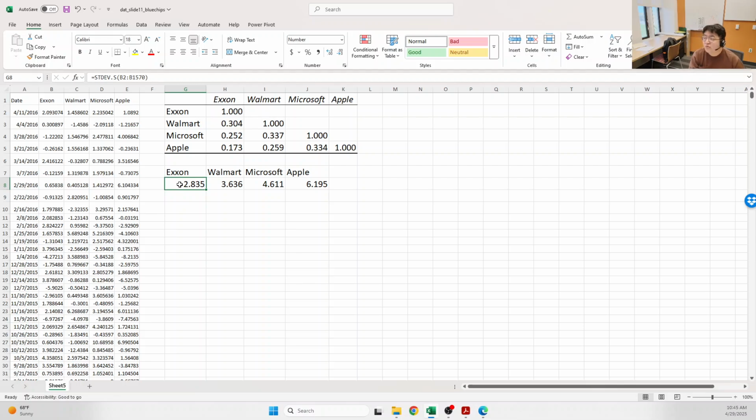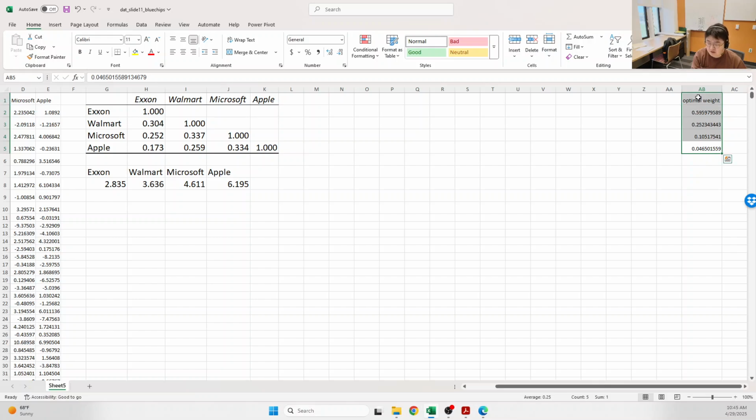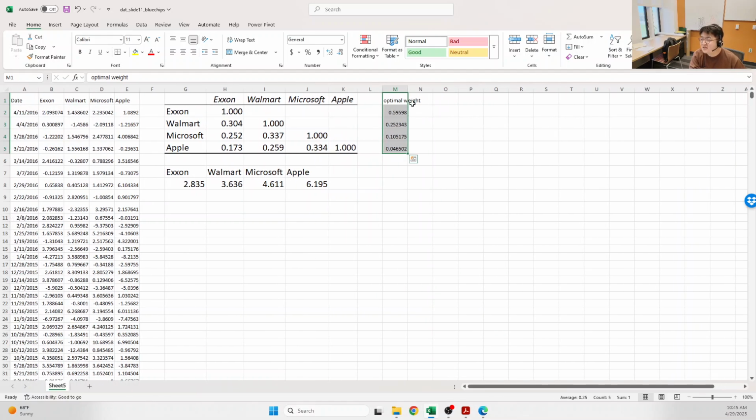right? So now I will show you the optimal weight portfolio. I calculated the optimal weights based on the theory from financial economics. These are the optimal weights on these stocks. So I will invest like 60% on Exxon and about 25% on Walmart, about 10% on Microsoft, and about 4.6% on Apple. How do we do that?